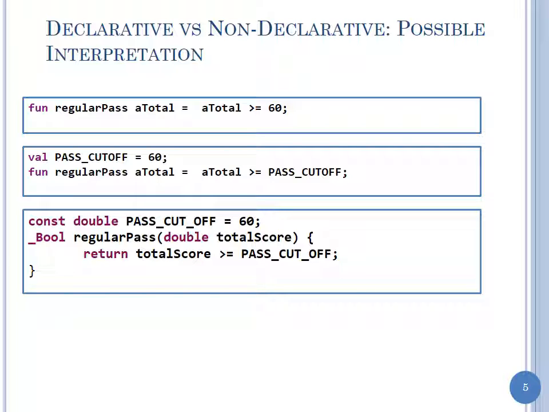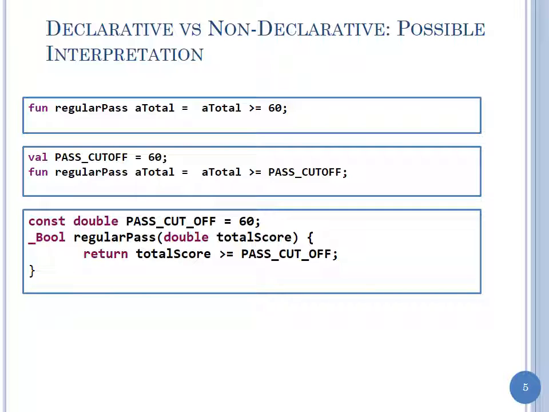That the first piece of code here says a regular pass is true if a total is greater than or equal to 60. I don't go and say anything about what 60 is. It's a magic number. In the next piece of code, which is also ML code, I have declared a magic number that I might not have declared otherwise. Okay, and so that's declared. But I didn't declare any types. I didn't mention any types.